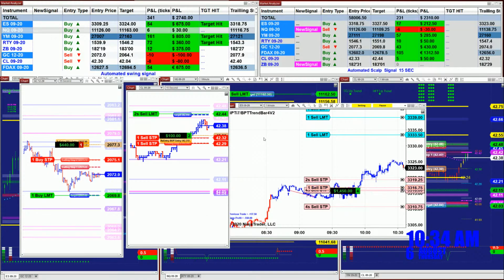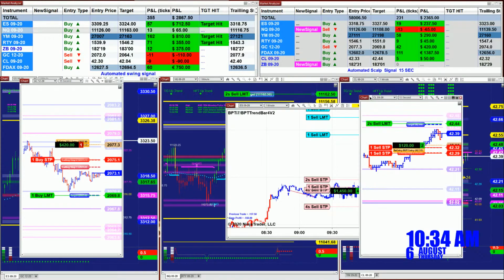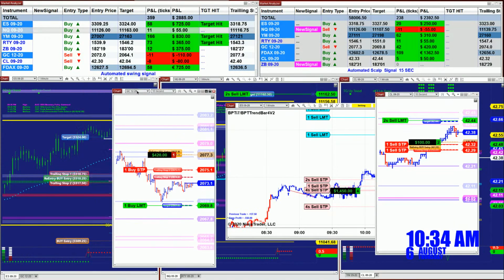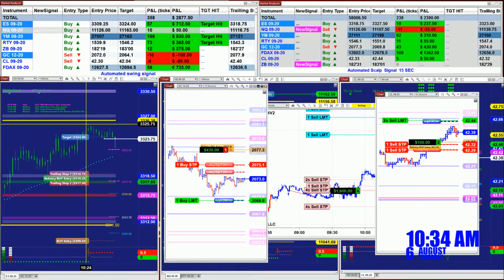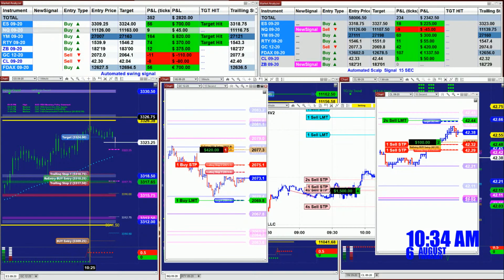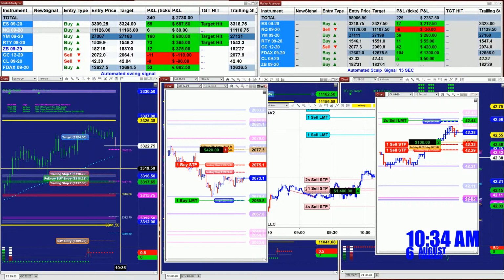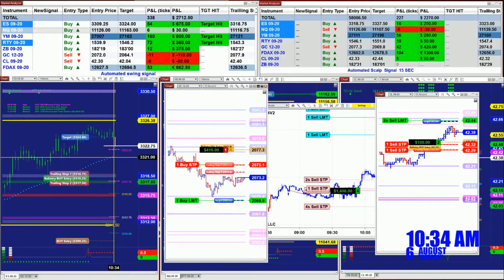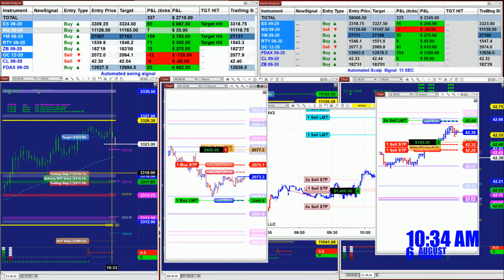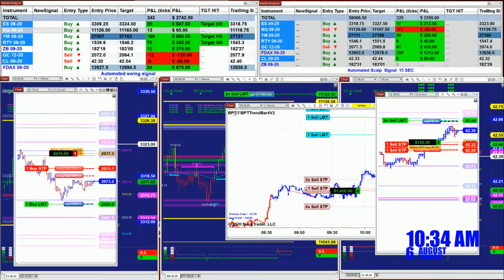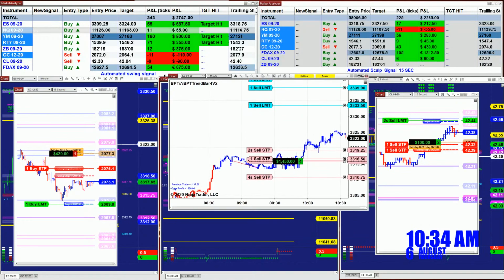Let me look at the ES chart. I was expecting today to get the 3327, and we are a few ticks away. The market is pulling back to the 3321. The second pullback, 3319. So we will see how to approach this market when we get there.